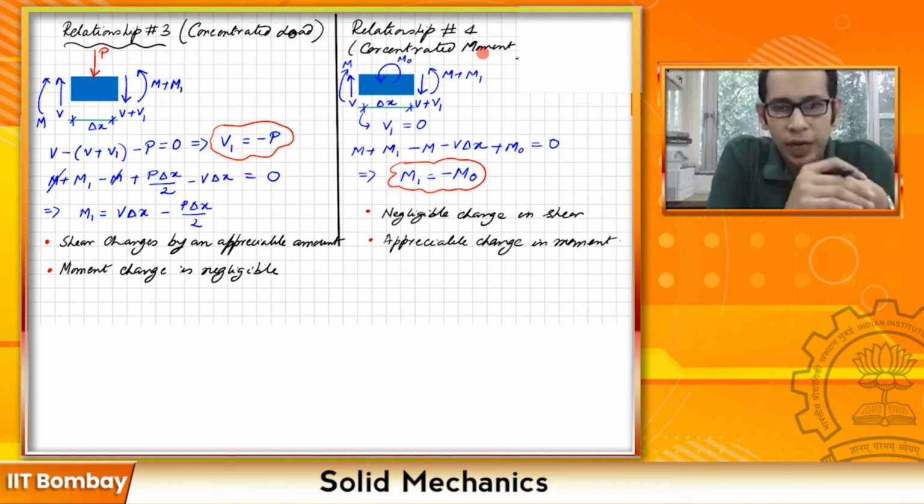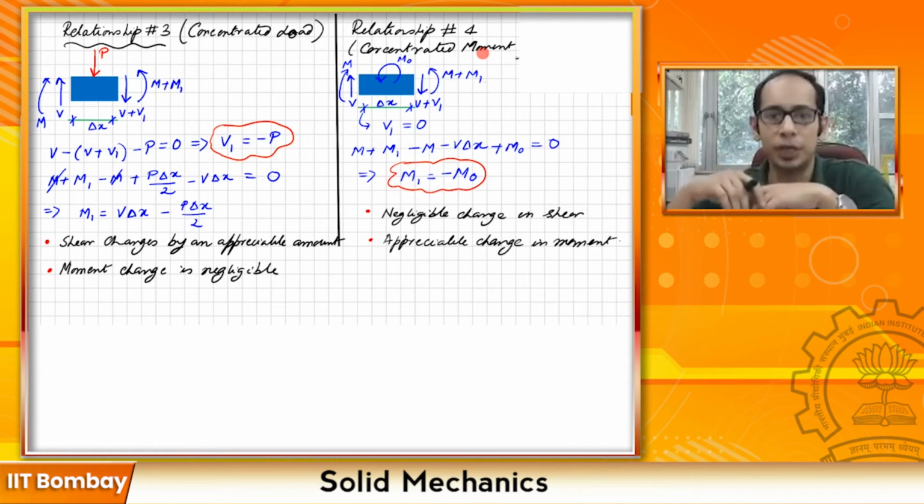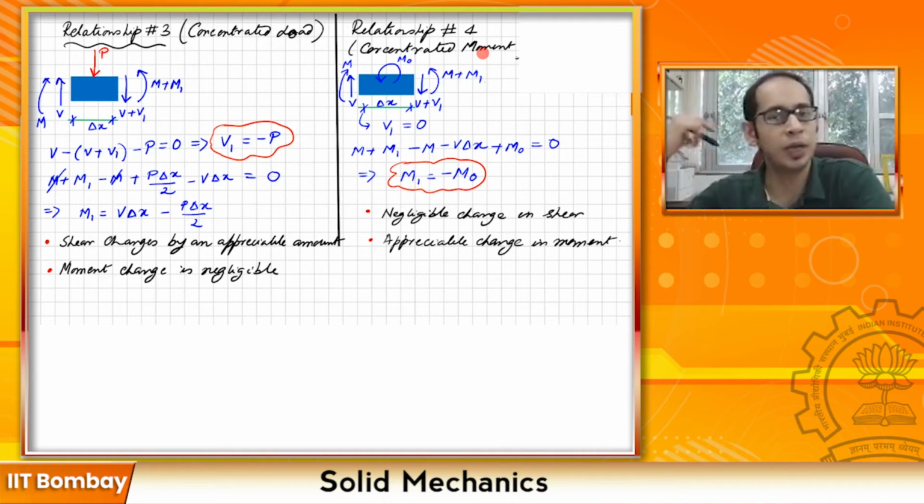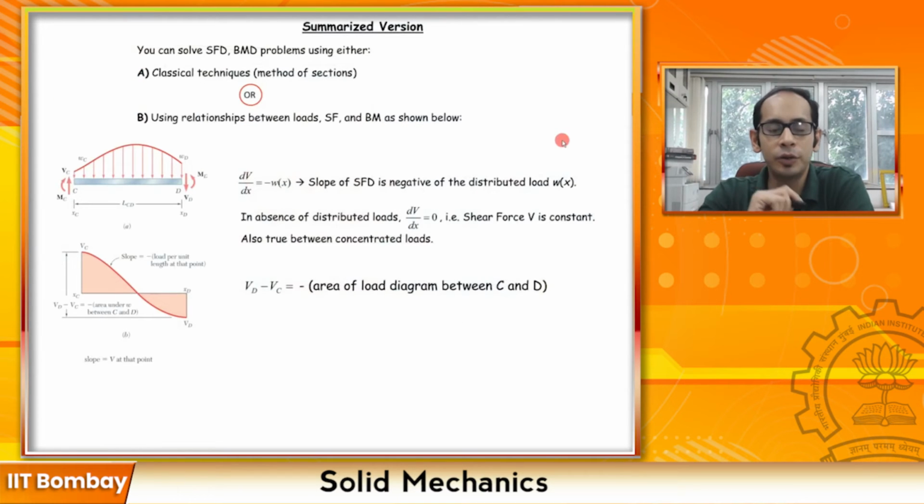So overall, we looked at 4 relationships, and this explanation was necessary for you to understand how these relationships come about. Now I'm going to summarize all these 4 relationships in one single sheet so that you can keep it in your mind, and when you solve the problems you will see how in different places you use these different relationships. And as I said, compared to the traditional technique of the method of sections or the classical approach, you will see how much this makes your life easier while you draw the shear force diagrams and the bending moment diagrams.